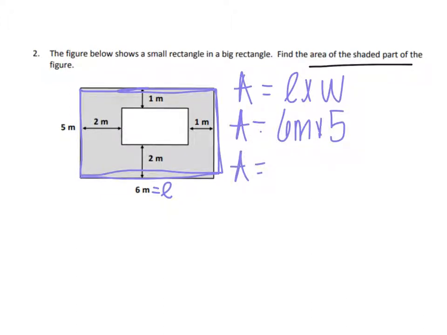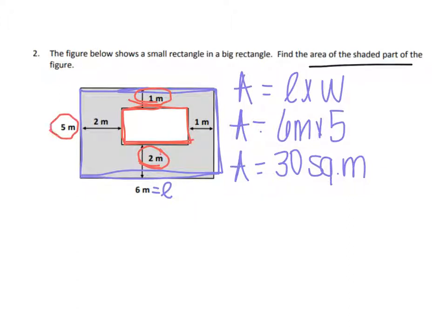A equals 6 times 5, which is 30 square meters. So now I need to determine this smaller rectangle that was cut out. If I take a look at the width part, I have 1 meter represented here and 2 meters here. That gives me a total of 3 meters that's shaded. The whole thing is 5 meters. So I need to subtract 5 minus 3, and that's going to give me a width of 2 meters.